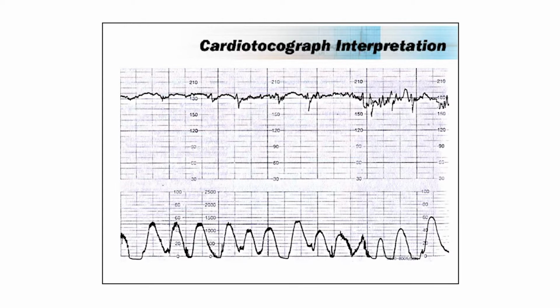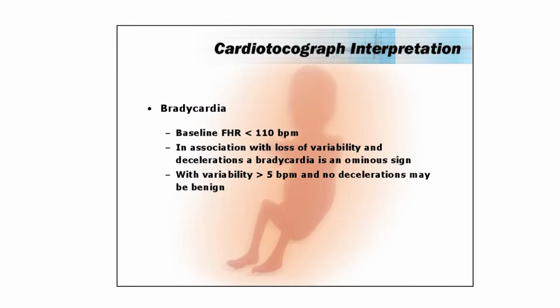A bradycardia is a baseline less than 110. Yeah? And a bradycardia in the presence of reduced baseline variability and decelerations is a bad sign, isn't it? But if you flip that on its head, you can have a bradycardia. The reason I have this here is there have been cases where a baby has come in and it displays this type of pattern.